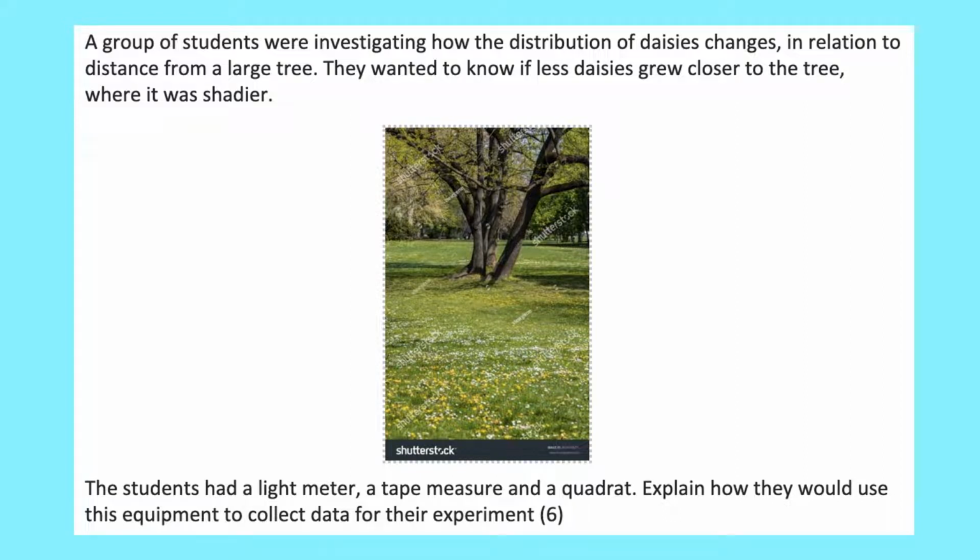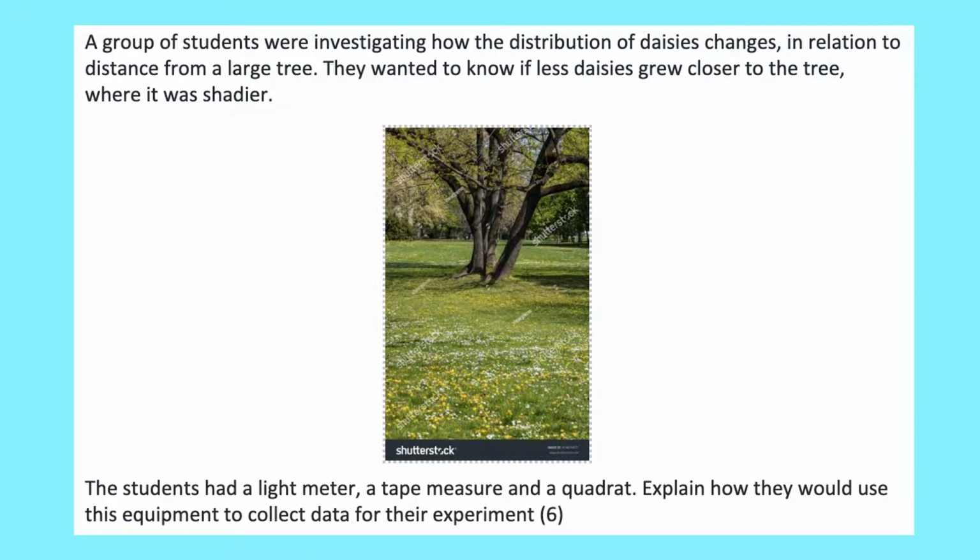A group of students were investigating how the distribution of daisies changes in relation to distance from a large tree. They wanted to know if fewer daisies grew closer to the tree where it was shadier. The students had a light meter, a tape measure, and a quadrat. Explain how they would use this equipment to collect data for their experiment.